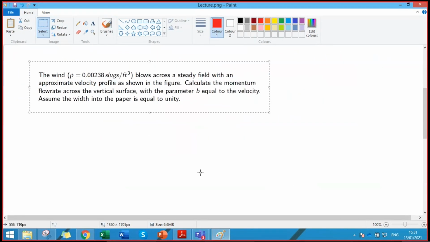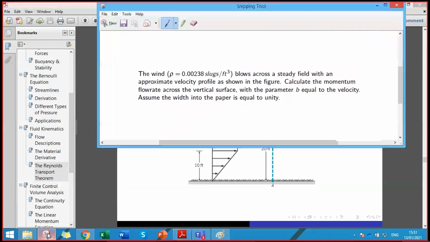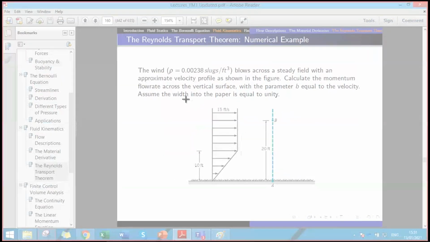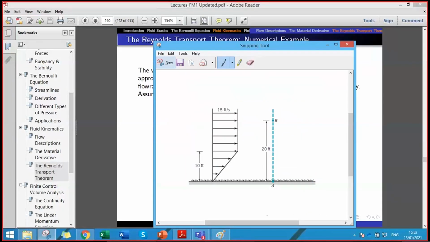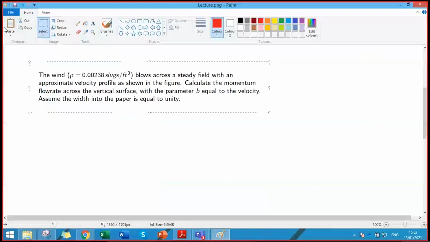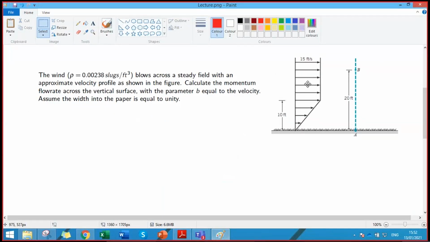So this is a problem here, and this is its pictorial description. Wind is flowing across a steady state field with an approximate velocity profile as shown in the figure. From 0 to 10 feet the velocity of the wind is increasing, and then from 10 to 20 feet it is constant at 15 feet per second. You are required to calculate the momentum flow rate across the vertical surface with the parameter small b equal to the velocity.